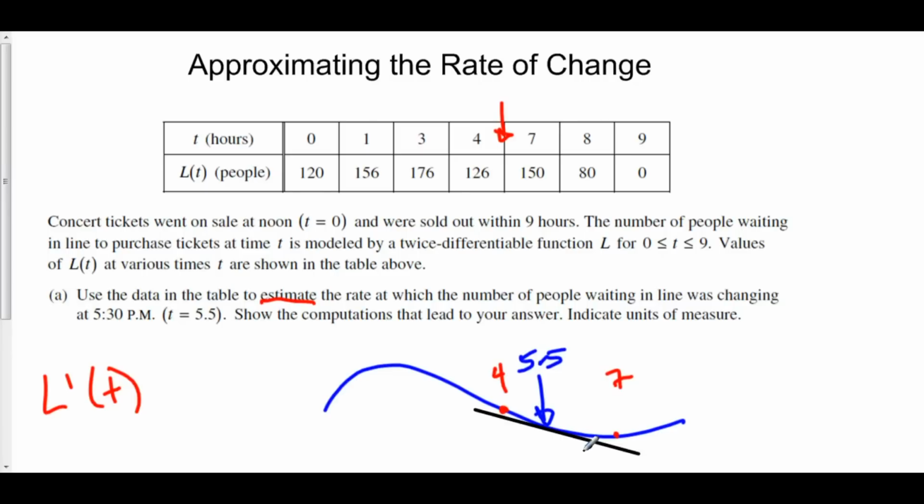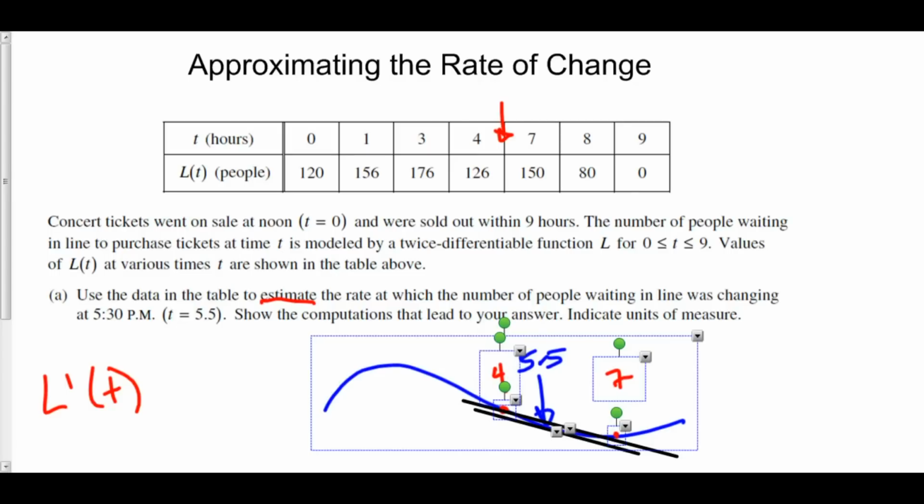However, we can approximate this by looking at the slope of a line around 5.5, like for example between 4 and 7. Now, of course, this isn't perfect. However, it's not going to be because we are estimating that rate. So what we can do is find 2 points around 5.5 and find the slope between those 2 points. So let's do that right now.